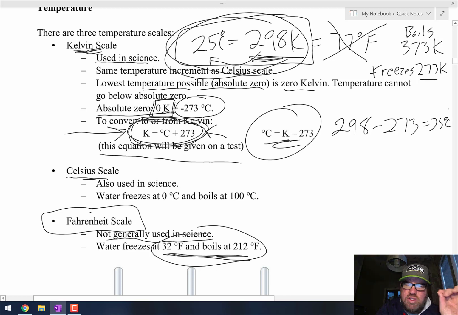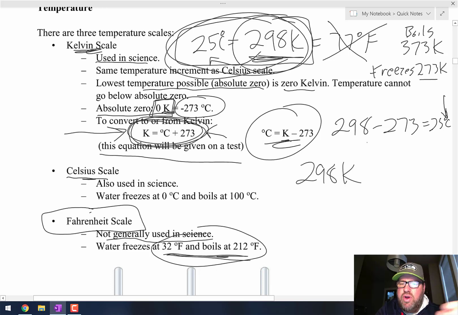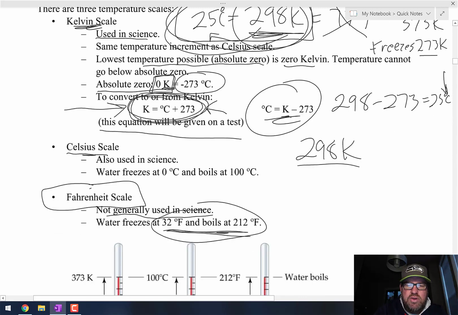Do notice, not a big deal at all, that anytime you have Celsius, you use the degree sign. See that little circle right here? With Kelvin, you don't use a degree sign. So notice up here, when I did 298 Kelvin, I just wrote 298 K, not 298 degrees K. Again, I'm not going to mark it wrong if you do that, but typically with Celsius, you use the degree sign. With Kelvin, you don't.